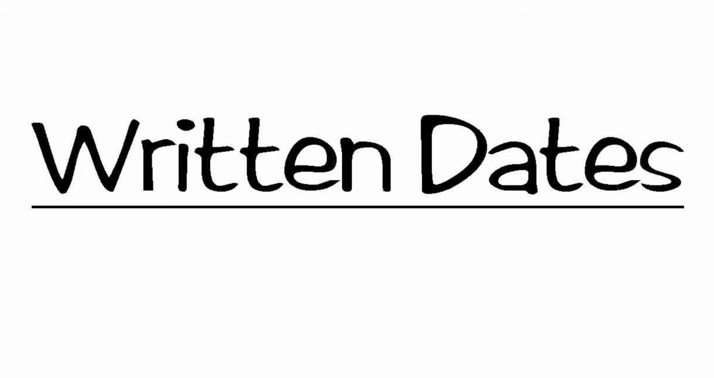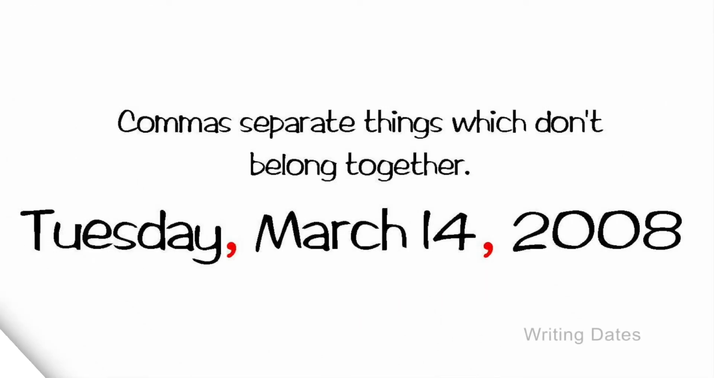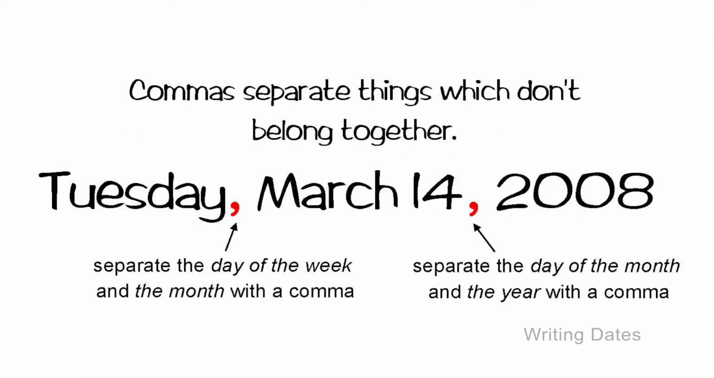Lastly, we have written dates. This can be very tricky, so it's very important to pay close attention to the rules. When writing dates, you'll always need to use commas. Commas separate things which don't belong together. That's an easy way to remember where to put commas. For example, Tuesday is a day of the week and March is a month of the year. Those do not belong together, so you separate them with a comma.